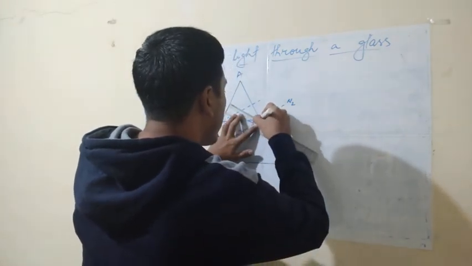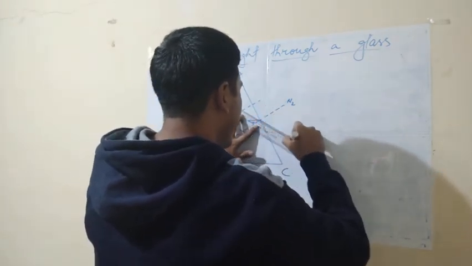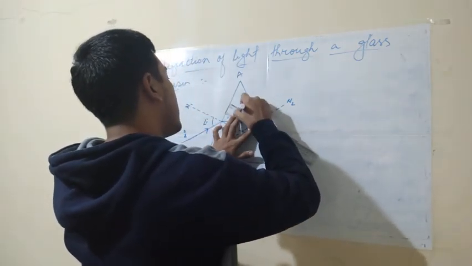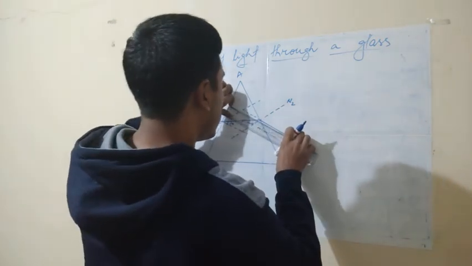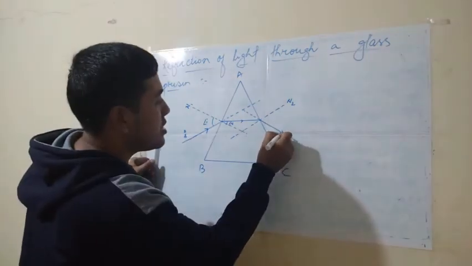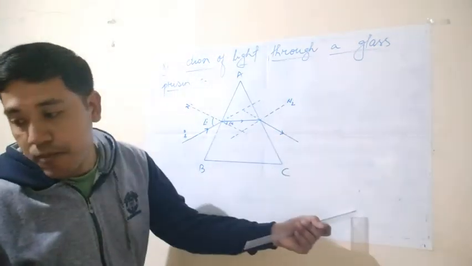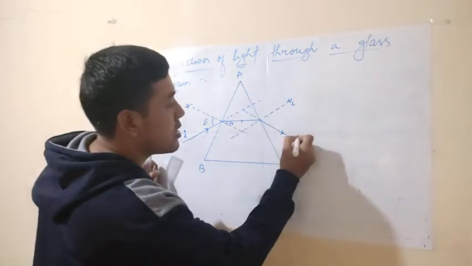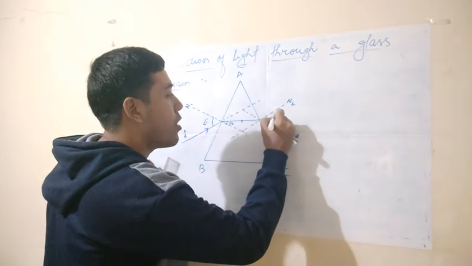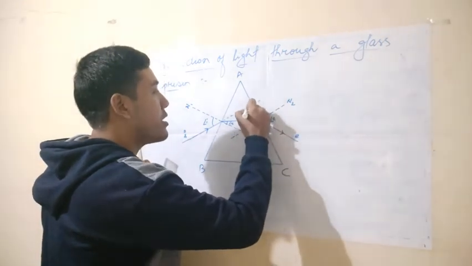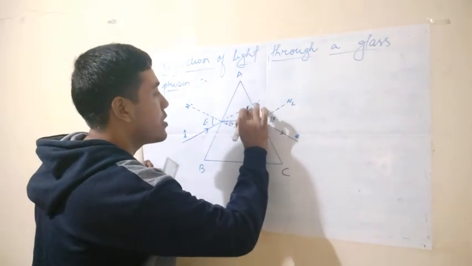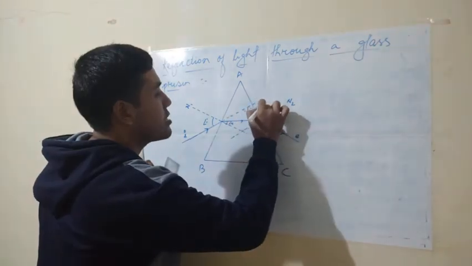This will be in the form of a straight line, and this part in the form of a dotted line. This is the emergent ray. I will write this is the emergent ray, and this angle is known as the angle of emergence, and this angle is known as the angle of deviation, angle D. I will write it here. This is angle D.